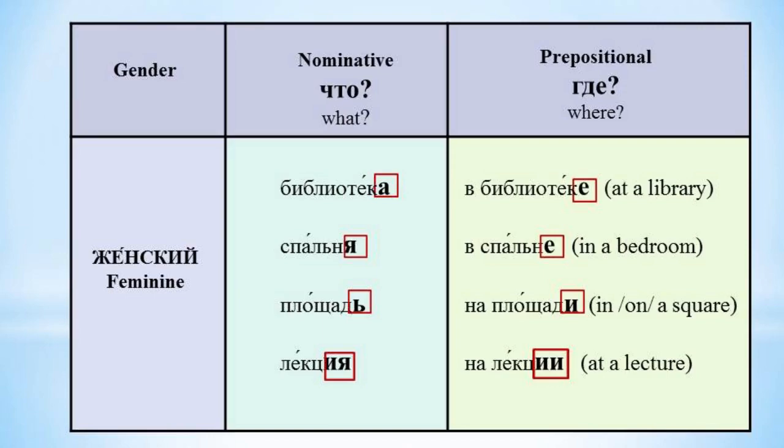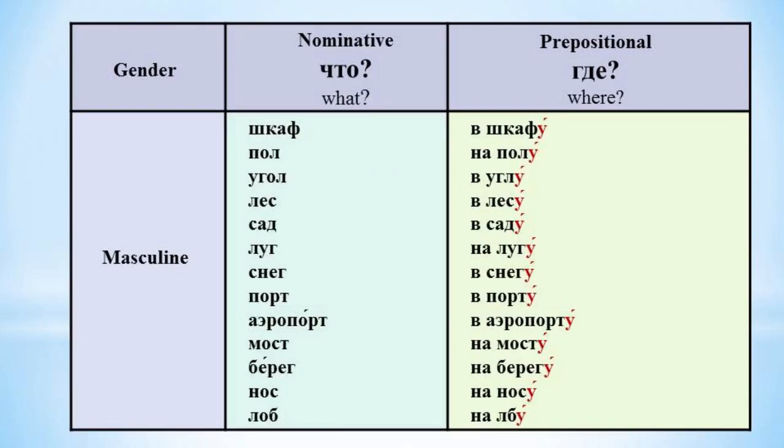And one more example of a feminine noun, лекция. Here this word has «ия» at the end, so we have to remove «ия» and put «и» instead of «ия». Let's take a look at the example. Лекция, на лекции. This example is also really tricky, that's why be really attentive about these words that end with «ия».